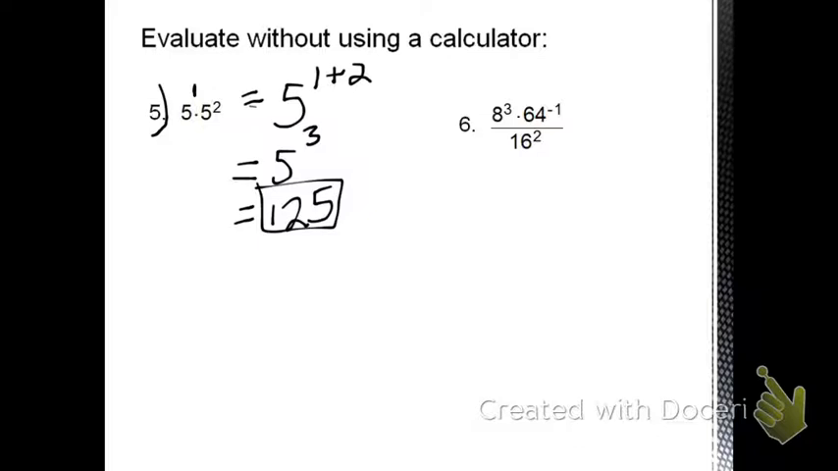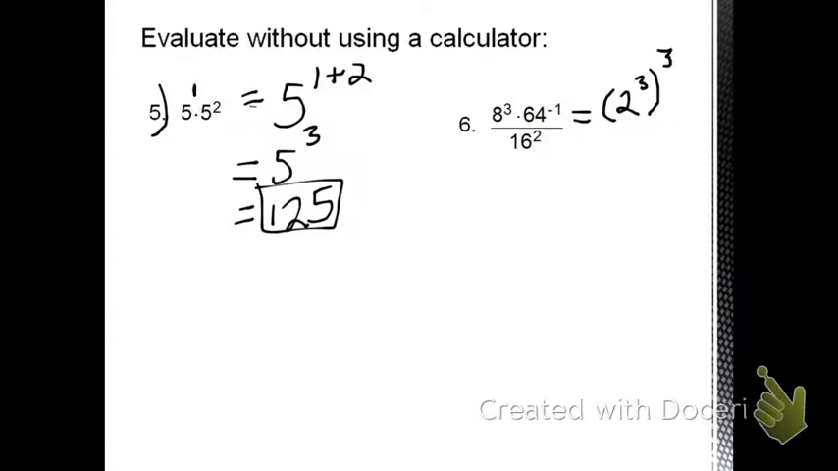Number 6 looks a little complicated, but we can work this out. I have a whole bunch of numbers that don't have the same base, so we need to make them have the same base. Looking at your power chart, I see that I can rewrite 8, 64, and 16 all with the same base of 2. So let's rewrite these guys with bases of 2, starting with 8. 8 can be rewritten as 2 cubed. So that replaces the 8.